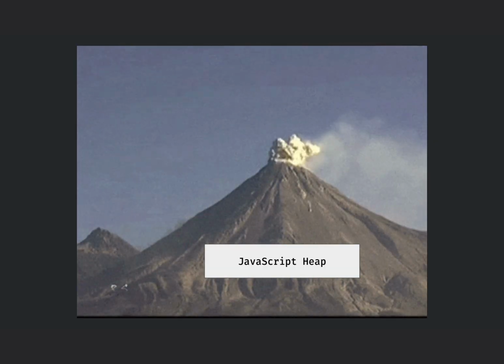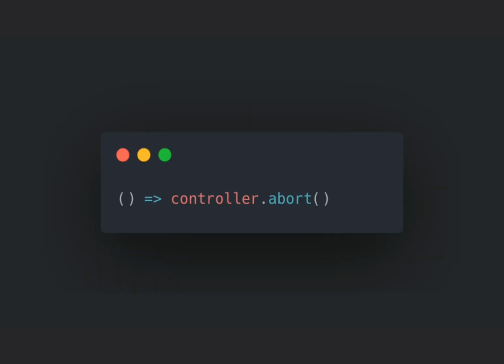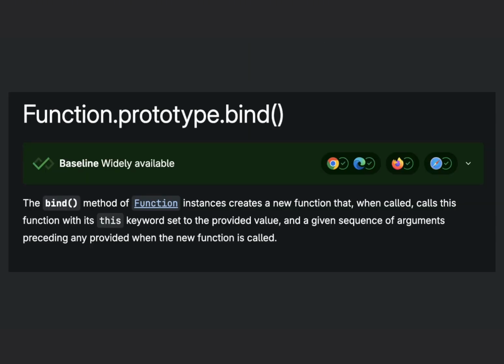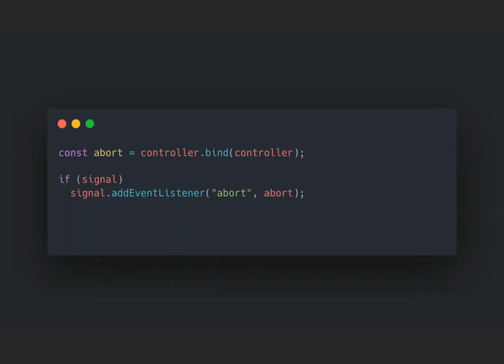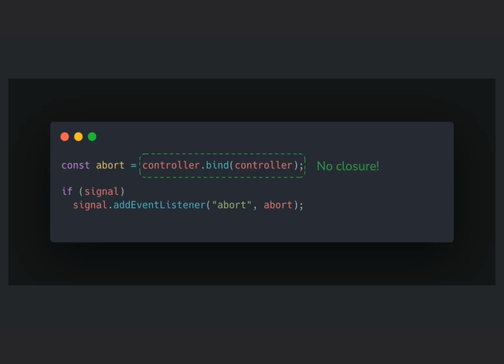So what's the fix? Let's start with the closure problem. We don't need to create a closure here. We can use the bind method that exists on all functions in JavaScript. Bind creates a new bound function that, when called, calls the controller's abort function. The key difference here is that no lexical scope is captured, only the function reference itself and the bound this value, which is the object that abort is attached to, in this case, abort controller.